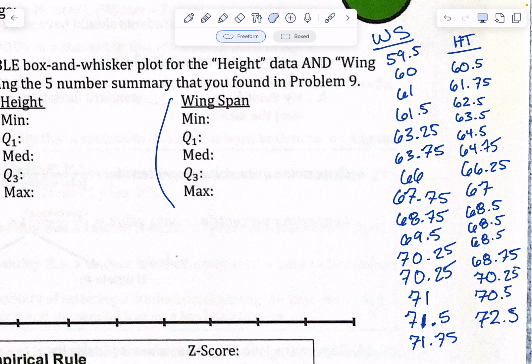Can you read those increases? Let me read them. Yeah, I'm at 61.5. 63.25. 63.75. 66. 67.75. 68.75. 69.5. 70.25. 70.25 again. 71. 71.5. 71.75.